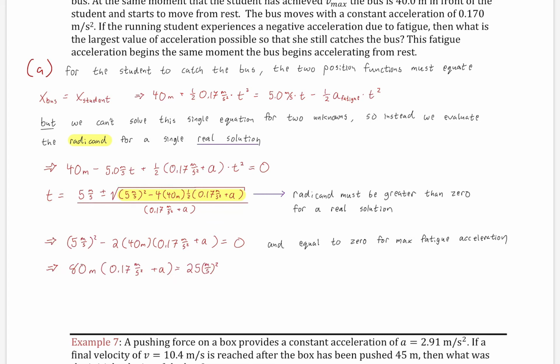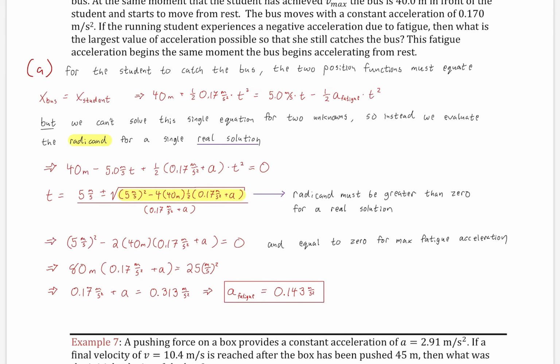Couple steps here, clean some things up. All right, I just divide both sides by 5 meters per second squared. All right, actually, I just move it over. I haven't divided. I just move it over, and 5 just becomes 25. Okay, then I'm just starting to isolate my A. At this point, I divide both sides by 80, which is where the 0.313 comes from. All right, and then solve for A, and here I'm just identifying it with the subscript that it is, after all, the fatigue acceleration, and I get 0.143.